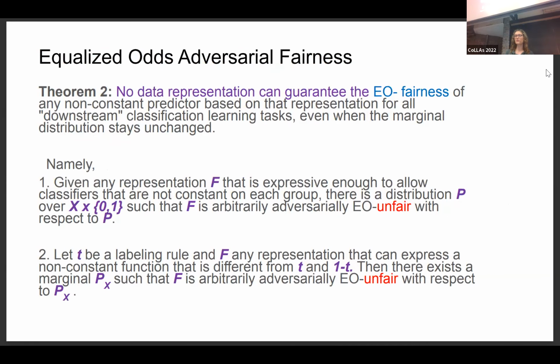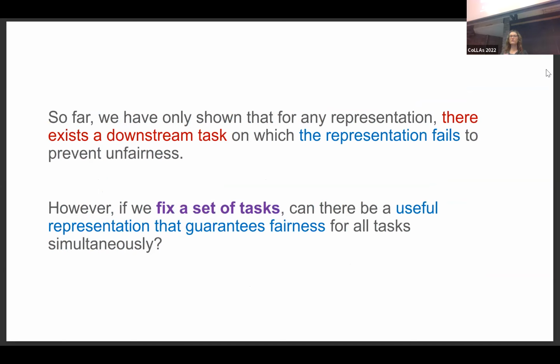We also get a similar result with respect to equalized odds fairness. Here we get both results. We can say that if you have tasks with the same labeling function and shifts in the marginal, then you can get arbitrarily unfair due to a shift. But also, if the marginal stays the same and the labeling function changes, so maybe the qualifications between jobs change but you have the same kinds of applicants, then you can also get arbitrarily unfair. So in general, we see that for any representation, there is a downstream task for which this representation does not prevent unfairness.